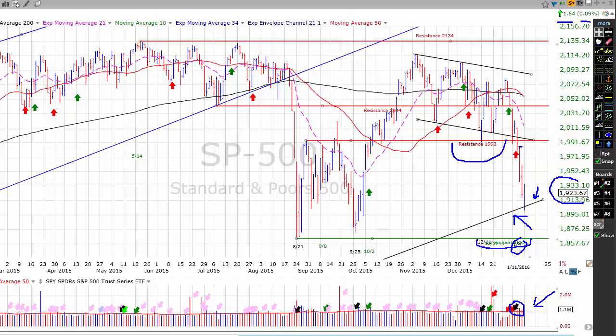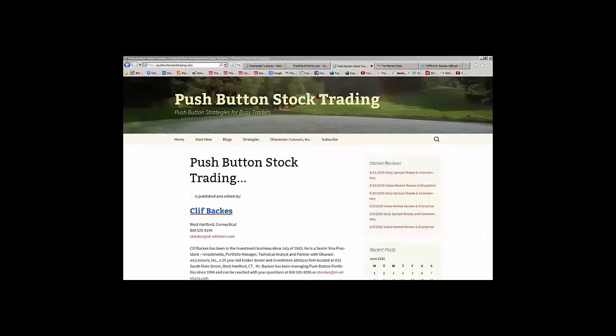the next level of support is down here in the 1867 area. According to our market timing model, we are on a sell signal. That's about all I have for today.